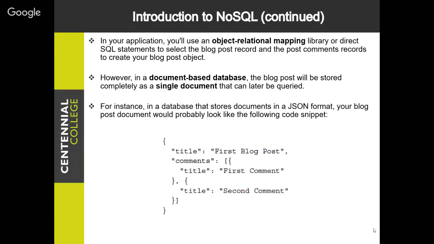Here's an example of a document. You have the document, and it looks like JSON. It has a key, which is title, and the value, which is first blog post, right?